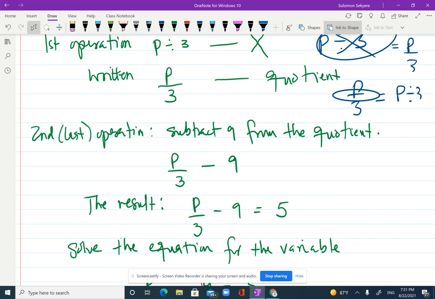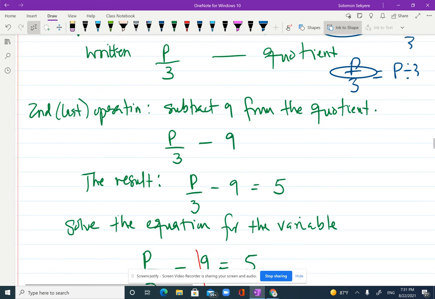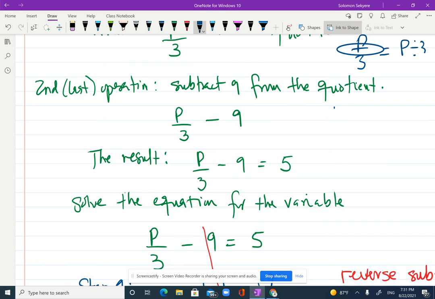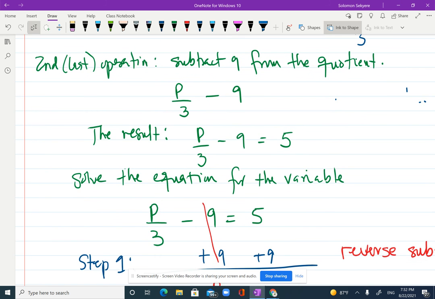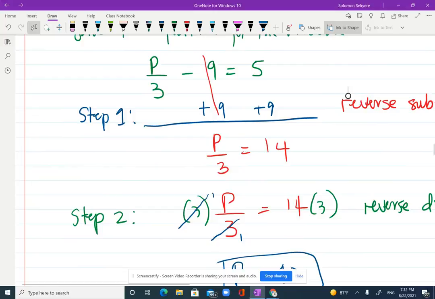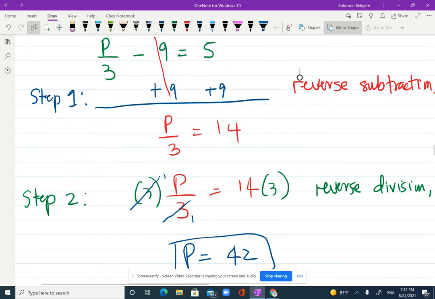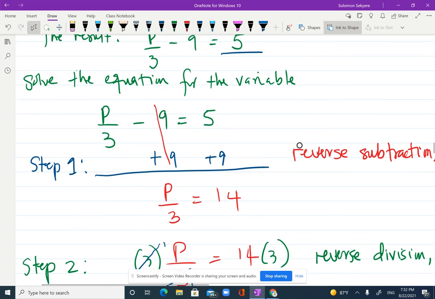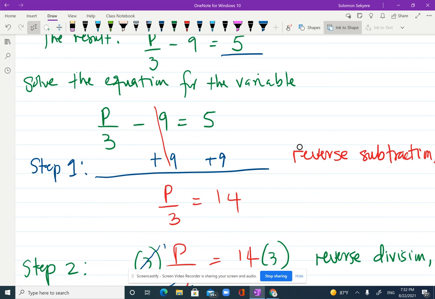And what did we do next? We subtracted 9. And P over 3 is called what? Division gives what? The quotient. So now we subtracted 9 from the quotient of P and 3. So this is all right. What is the result? It's 5. Now we have to solve the equation. What's the last thing we did? We subtracted. The last thing we did was subtraction.